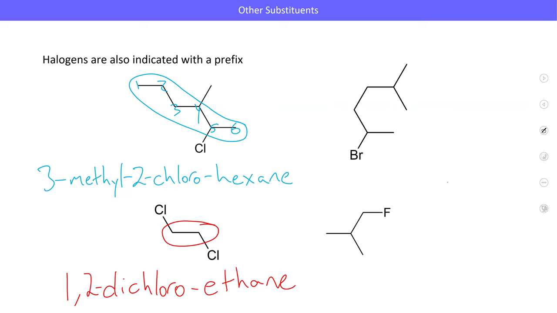What's our longest continuous carbon chain for the top right? Yeah. And there's a couple ways we can count it, but they all wind up giving us the same parent molecule. It's going to be hexane again. And this is a hexane. We've got a methyl group and a bromo group.